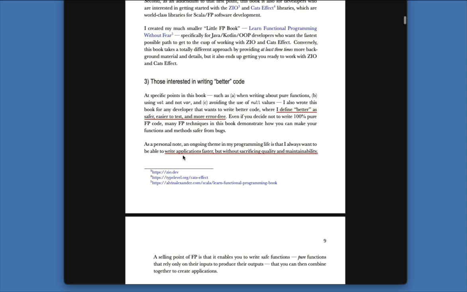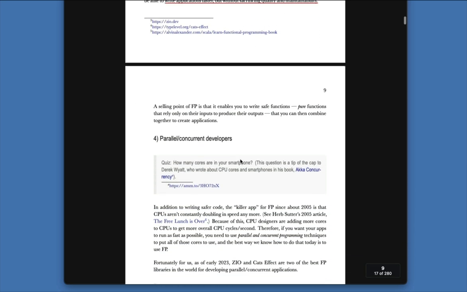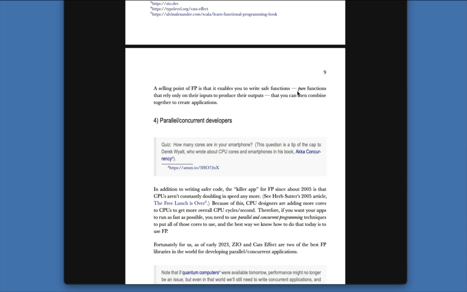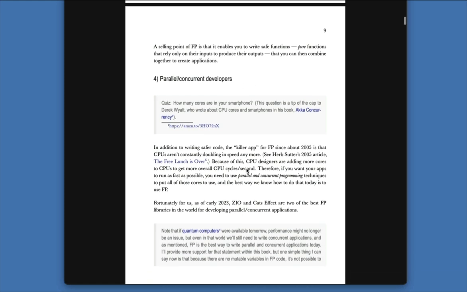And then here I've had this ongoing theme in my programming life: I always want to be able to write applications faster, but without sacrificing quality and maintainability. So that's another point that I'll make in here. And again, I put an emphasis on pure functions right there. And we'll talk about all this more as we go through this course.